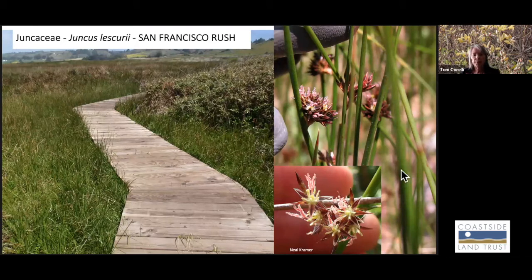Flowers on the San Francisco rush are colorful but small. The stigma lobes are exserted, shown here, the pink twisted structures above the six yellow anthers. Juncus lescurii is a common California species, but only occurs from the California-Oregon border to Santa Barbara County in California.